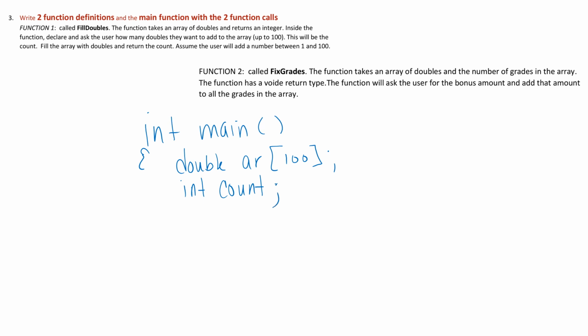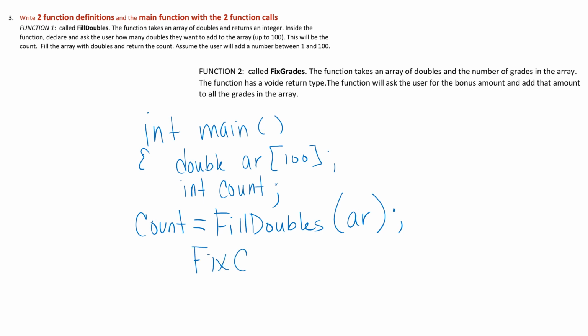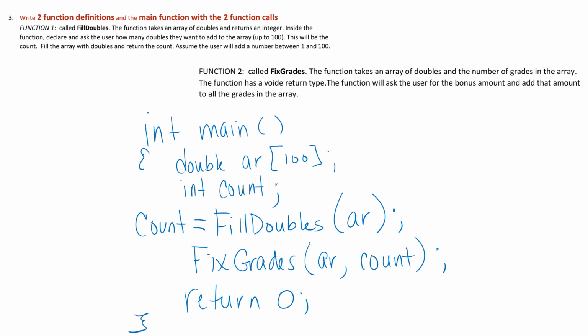And so let's see. We're going to call our fill doubles array first to put some doubles into our array. We'll pass it the array, and then it's going to return back the count. And then we're going to call our fix grades function, which takes an array of doubles and the count, and it has a void return type. And so we're going to return 0, and that is our main function.